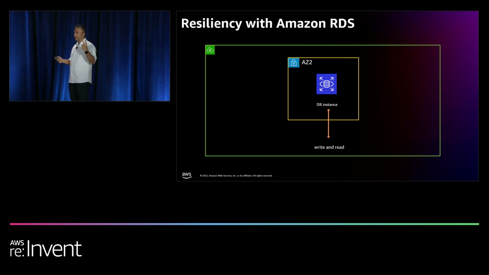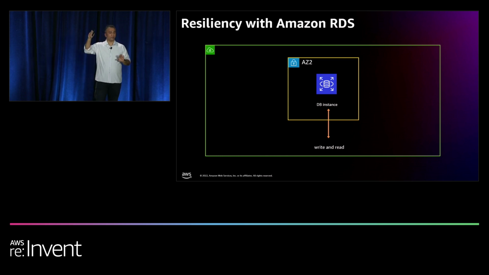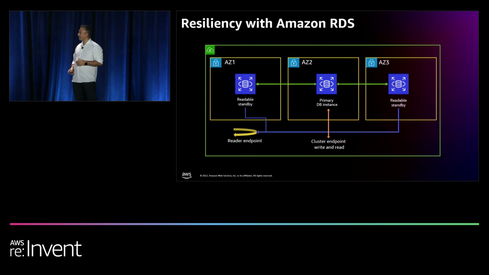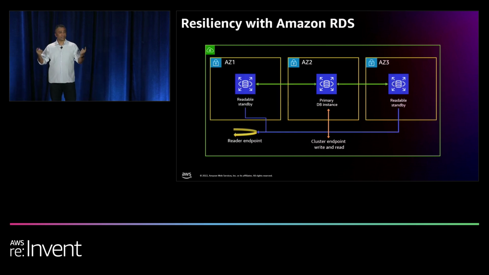RDS has 2 settings. One is multi-AZ instance, and another is multi-AZ cluster. With multi-AZ instance, you spin up one other standby, and RDS will automatically detect any outages and flip to the standby and make the standby your primary. With multi-AZ cluster, which is what I'm going to show you here, you can actually set up 2 read standbys.